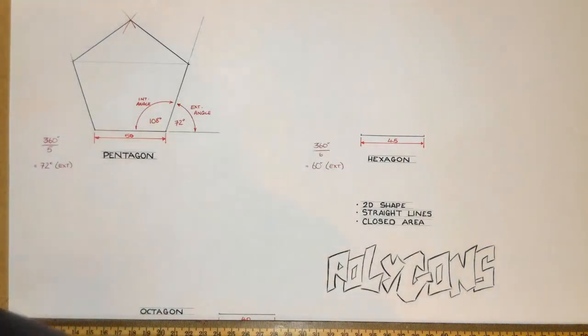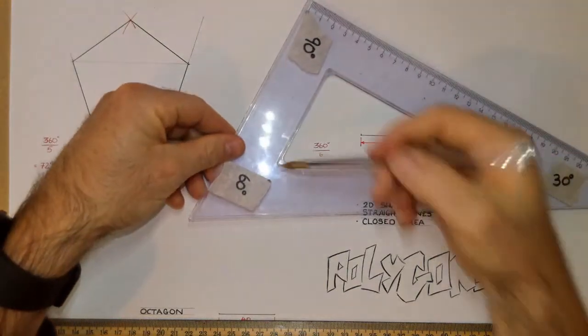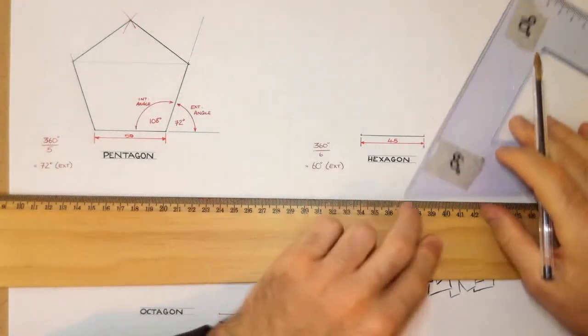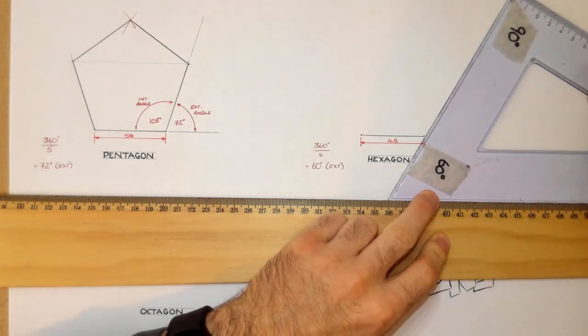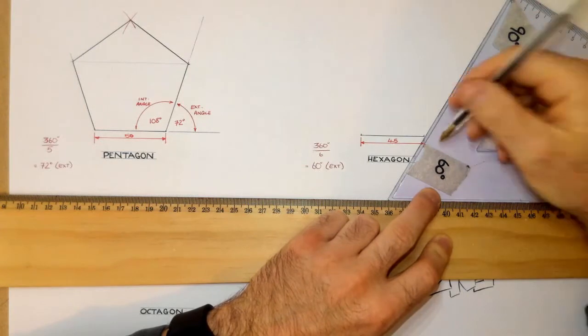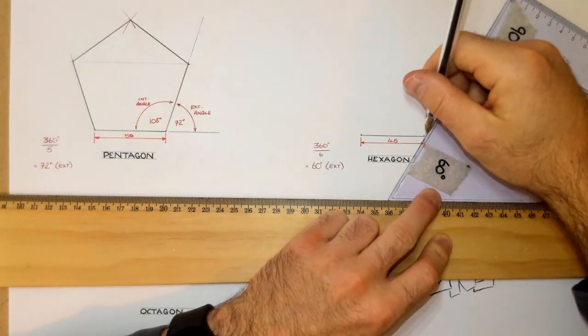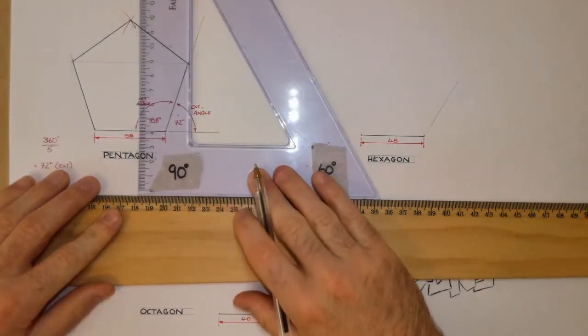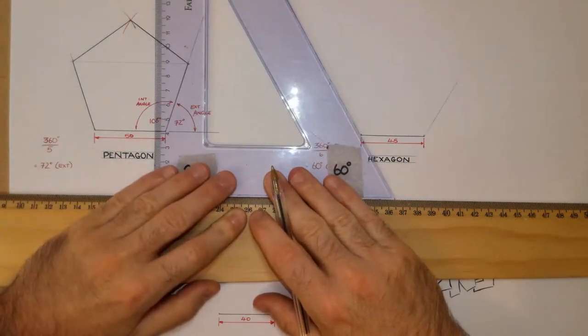Now this one is a little bit easier in the sense that we already have a 60 degree angle on our set square. So we've got our 60 degrees here. So much easier this time. We don't have to use a protractor, which is obviously a little bit more time consuming. So 60 degrees from the corner, construction line first, and likewise turn it this way, 60 degrees from this corner.